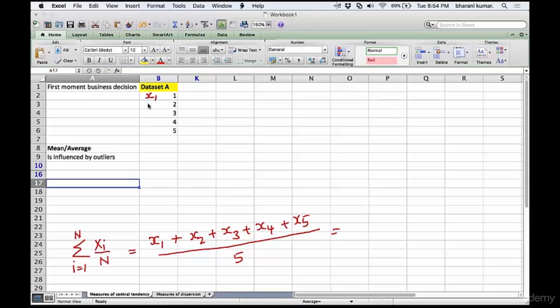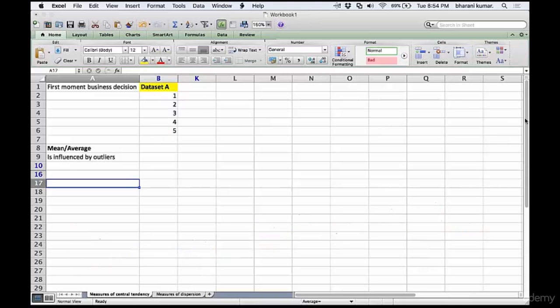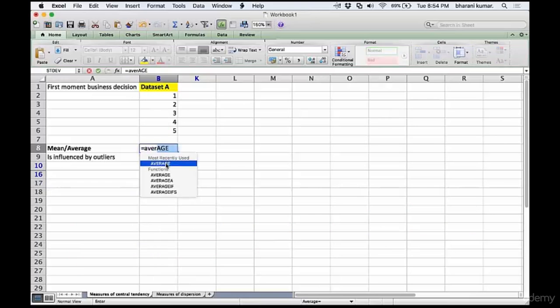x1 is 1, x2, x3, x4 and x5. So it's 1 plus 2 plus 3 plus 4 plus 5 divided by 5, which is 15 by 5, which is 3. Right? This is how we need to calculate the average. Let me also use the Excel formula, which is nothing but average. I select all these numbers and I get 3.